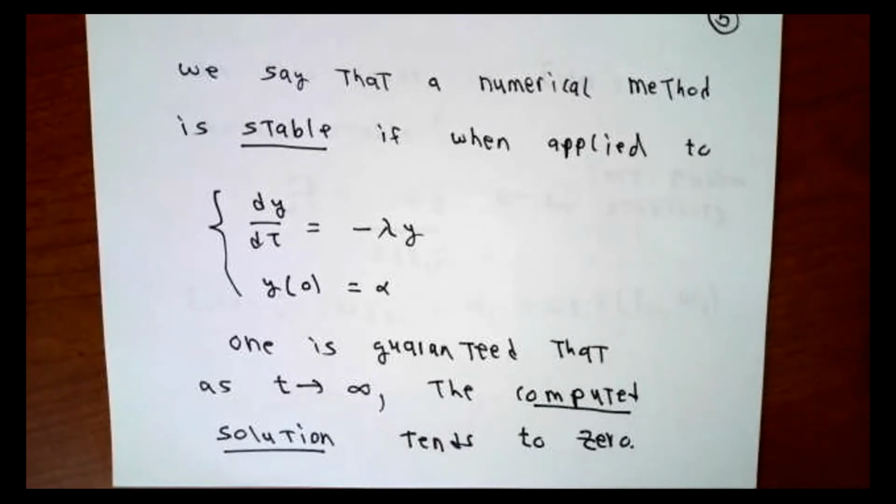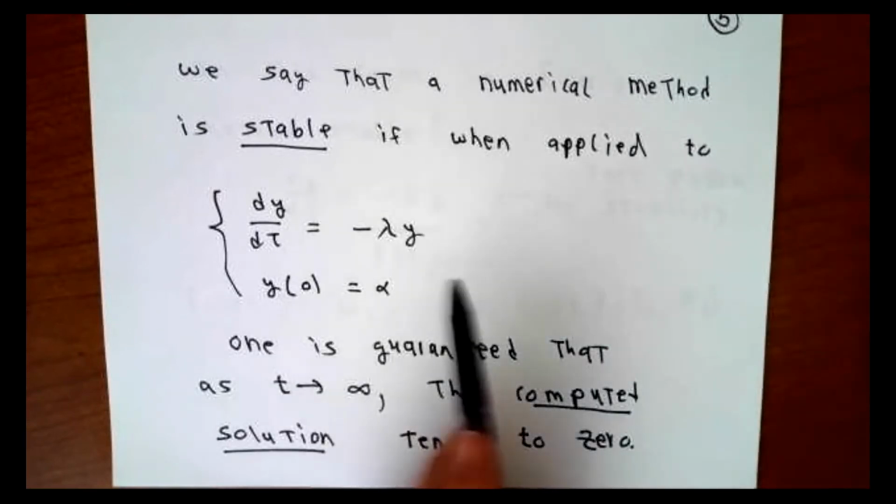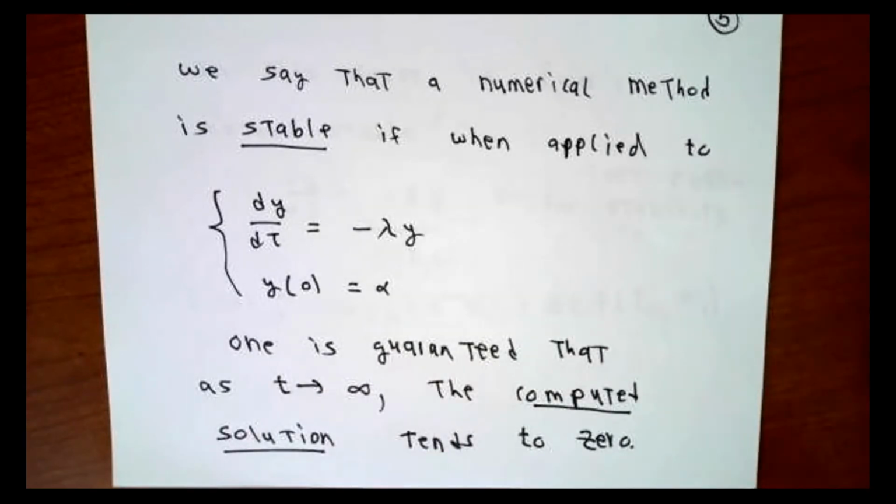We're going to say that a numerical method is stable if this happens. When you take whatever method you have in question and apply it to a test problem of this nature, if you are guaranteed that as t increases the computed solution tends to 0, that's what we're going to call a stable method.